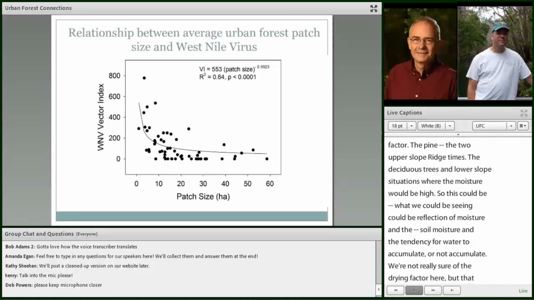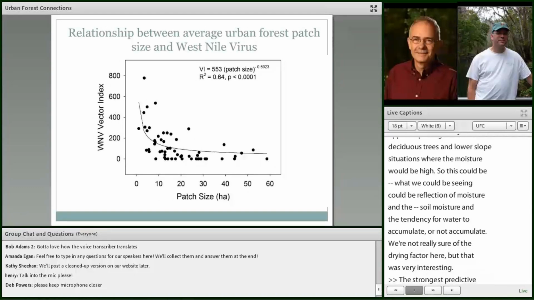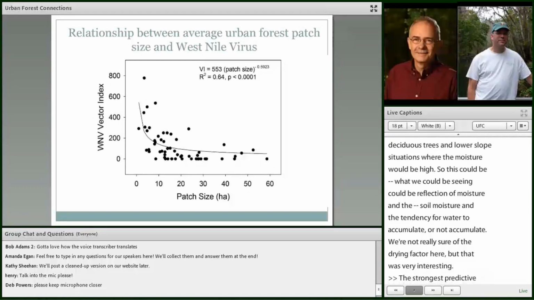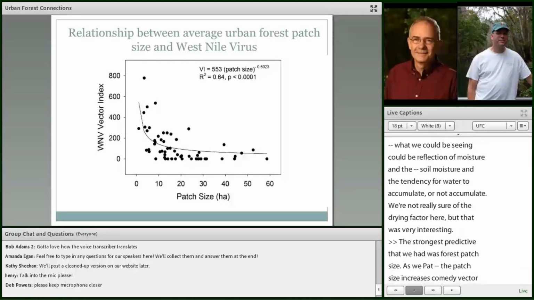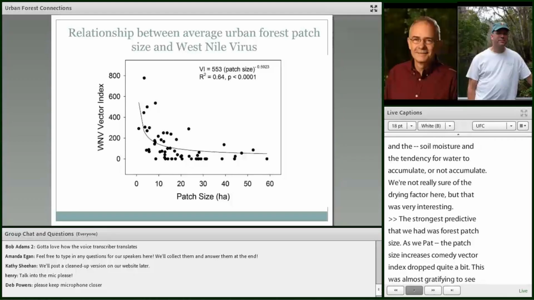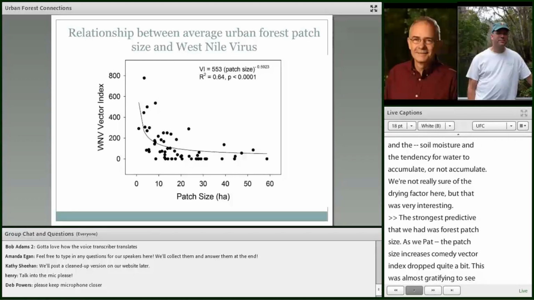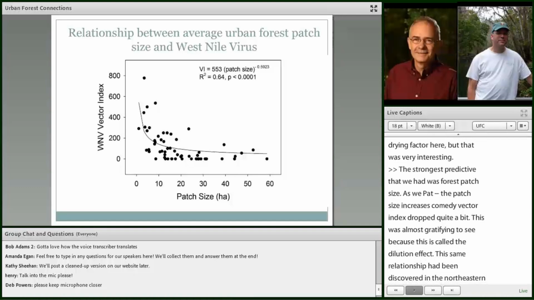interesting. Now the strongest predictor we had was forest patch size. And so as the patch size increases, the vector index drops quite a bit. Now this was almost gratifying to see because this is called the dilution effect. This same relationship had been discovered in the northeastern United States for Lyme disease. The bigger the forest patch, the less Lyme disease you had. It had been reported in Louisiana for West Nile as well.